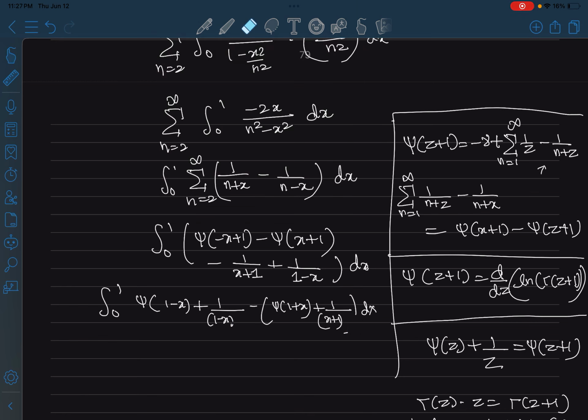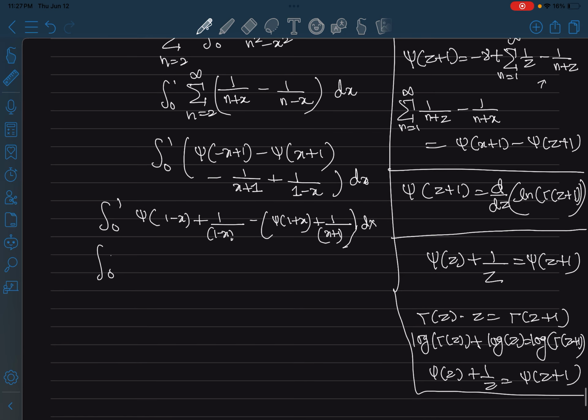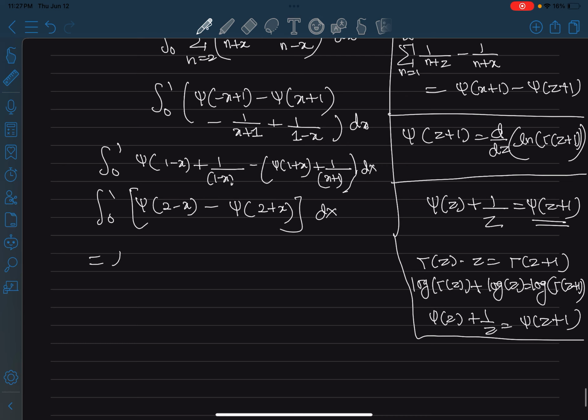Okay, so now again, after using this property that I just mentioned to you guys, we know that this is going to become digamma of 2 minus x, right? Because this is just z plus 1, and then minus digamma of this will become 2 plus x, right? Just 1 is added, right? And then dx. Now if I take the integral, we know that this is just the derivative of log of gamma, so this becomes log of gamma of 2 minus x, but x has a negative sign in front of it, so divide by that, minus log of gamma of 2 plus x, from 0 to 1.